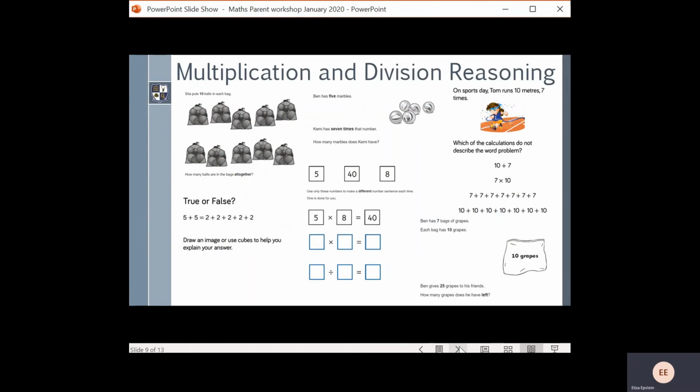So if we move on to the multiplication and division reasoning, it's much the same really in the style as the previous ones. So you'll have word problems. For example, Sita puts 10 balls in each bag. How many balls are there in the bags altogether? Recognising that each group means 10, they can count in 10s.